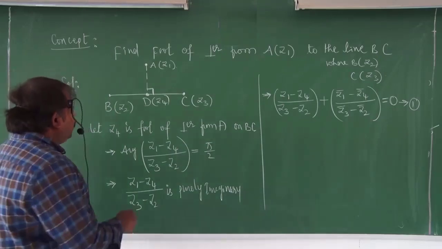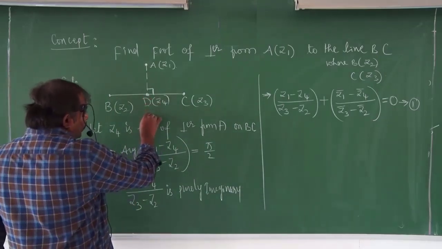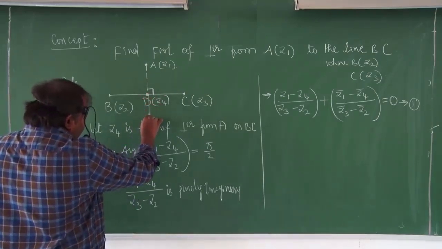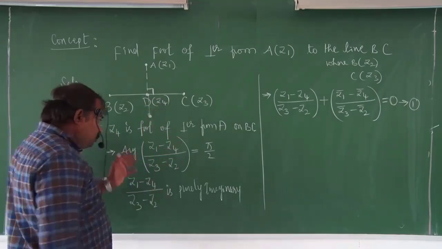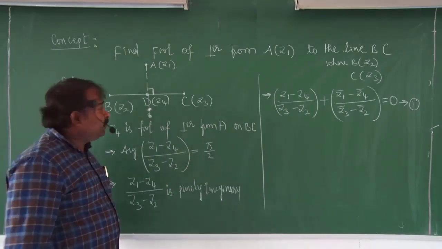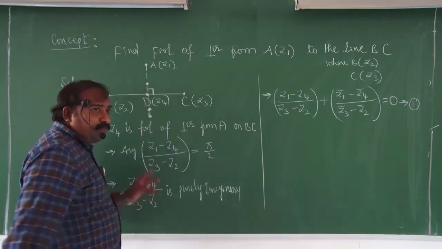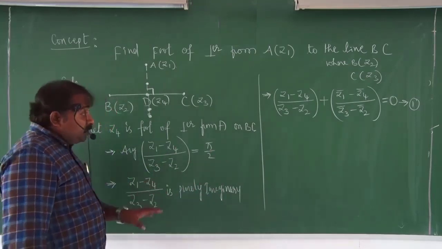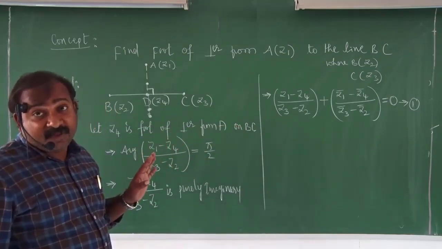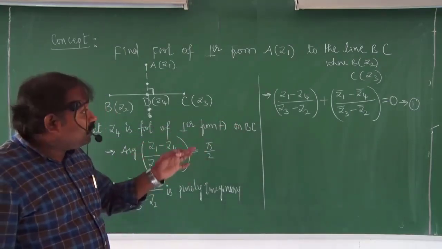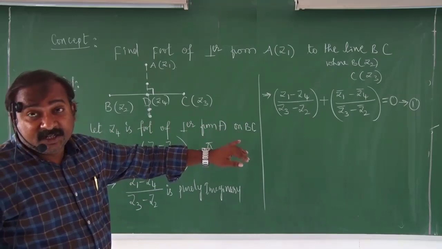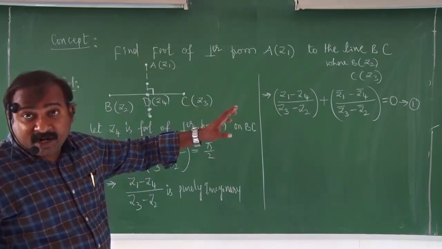Why? Maybe I can take Z4 here also. If I extend the line like this, I can take Z4 here also, and then this condition is valid. Here I can take Z4, then this condition is valid. So with only one condition you can't fix it. One more condition is required to fix that particular Z4, the foot of perpendicular. What is that extra condition which is compulsory to locate Z4?